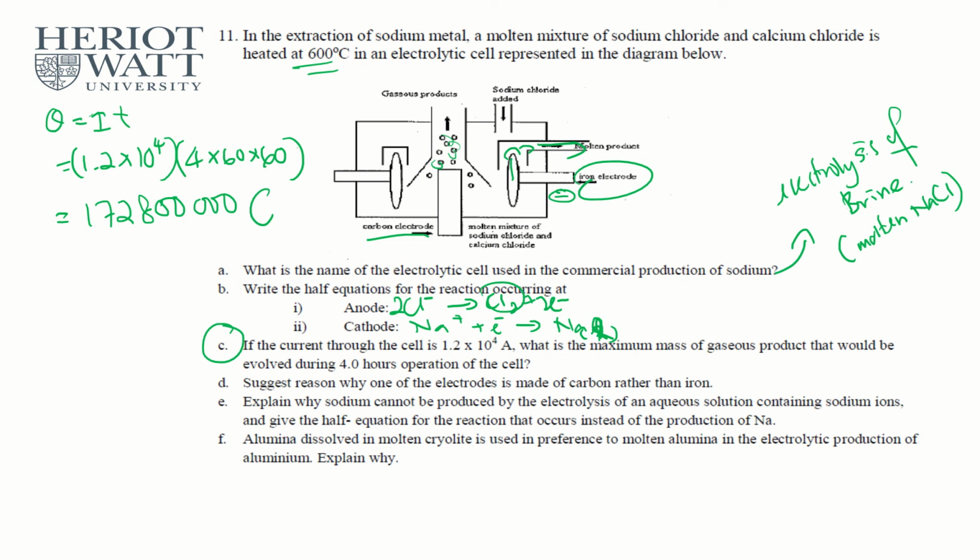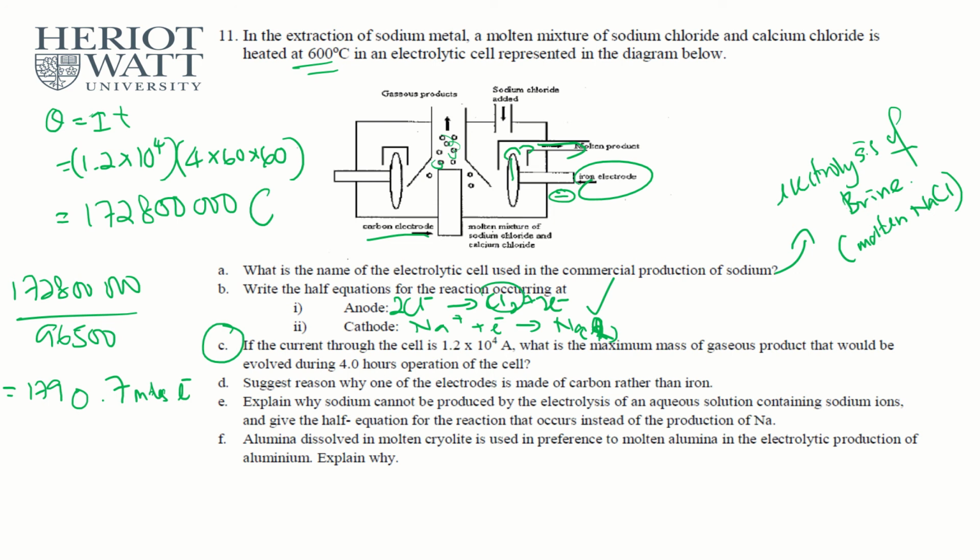They want to know the mass of the gaseous product, which is chlorine. So later we're going to make use of these half equations, right? We need the ratio. So next, what are you going to do? You use this divided by 96500, always, to get the mole of electrons. You get, of course, a huge value, 1790.7 moles of electrons.